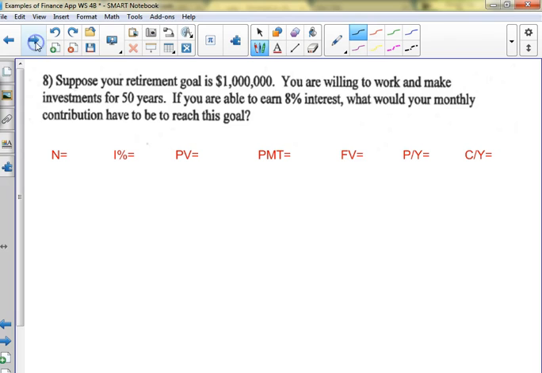I want to jump down to number 8. Number 8 is going backwards. It says, you want to retire with $1 million. So where are we going to put that? Future value. Make sure you get 6 zeros in there when you type it in. You're willing to work and make investments for the next 50 years. So N is going to be 50 times 12. And payments and compoundings will stay 12.